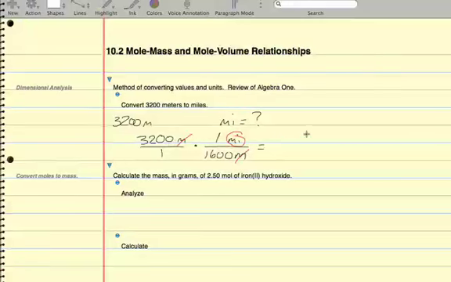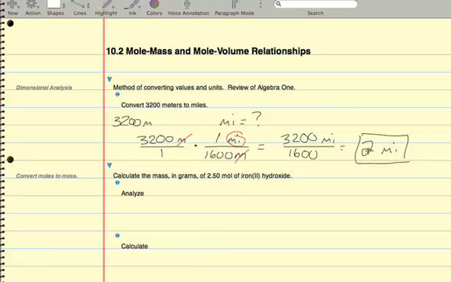So when we do the math, we have 3,200 is the only value left in the numerator, and the label left in the numerator is miles, divided by 1,600. Simply on the calculator we divide this and we're going to get 2 miles as our final answer. Again, this is called dimensional analysis. It's converting units. We went from meters to miles.